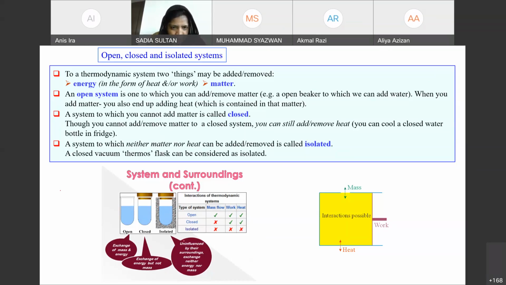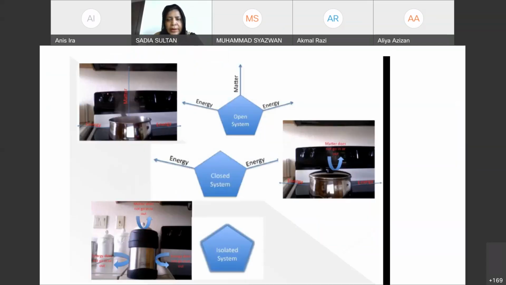Okay, but this is uninfluenced by its surroundings. There's no exchange, neither energy nor mass. For the closed system, exchange of energy, but not mass. For the open system, exchange of mass and energy both. Okay, clear? So you can see here, an open system has very common daily examples, like when you boil water or anything, all this is exchange.